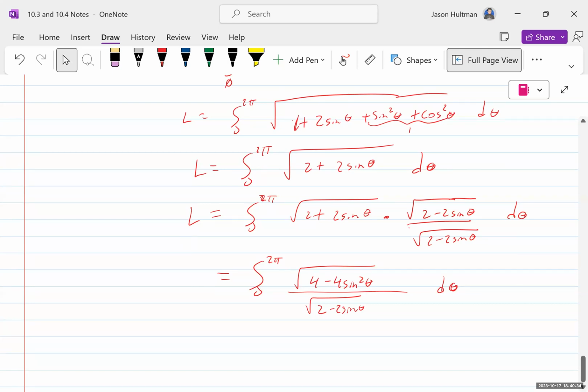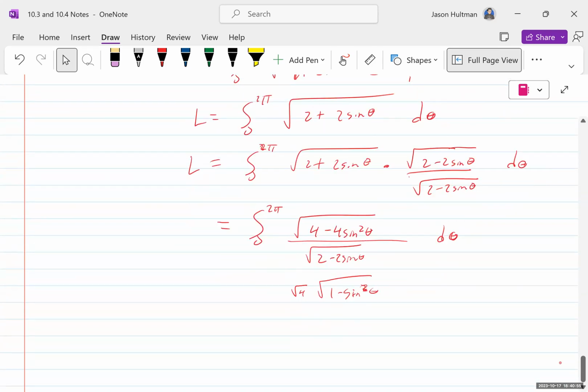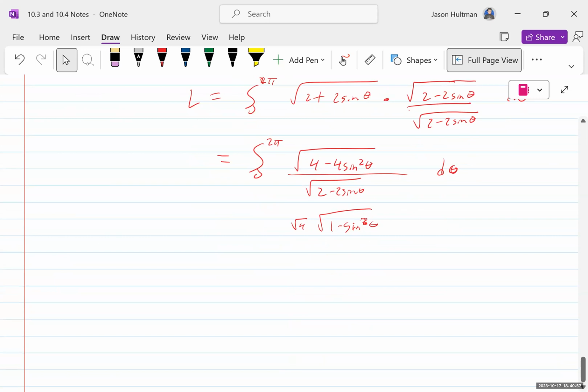Okay, and so I could factor out that 4, the square root of 4, and then I get the square root of 1 minus sine squared theta. But what is this? What is the square root of 1 minus sine squared theta? Isn't that just cosine? Because isn't 1 minus sine squared cosine squared? Yeah, exactly. It's cosine squared. And so the square root of cosine squared is just cosine.